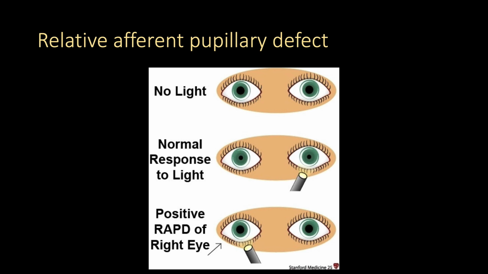This is called a relative afferent pupillary defect, or Marcus Gunn pupil, and it's almost always due to something bad, like a devastating retinal or optic nerve injury.